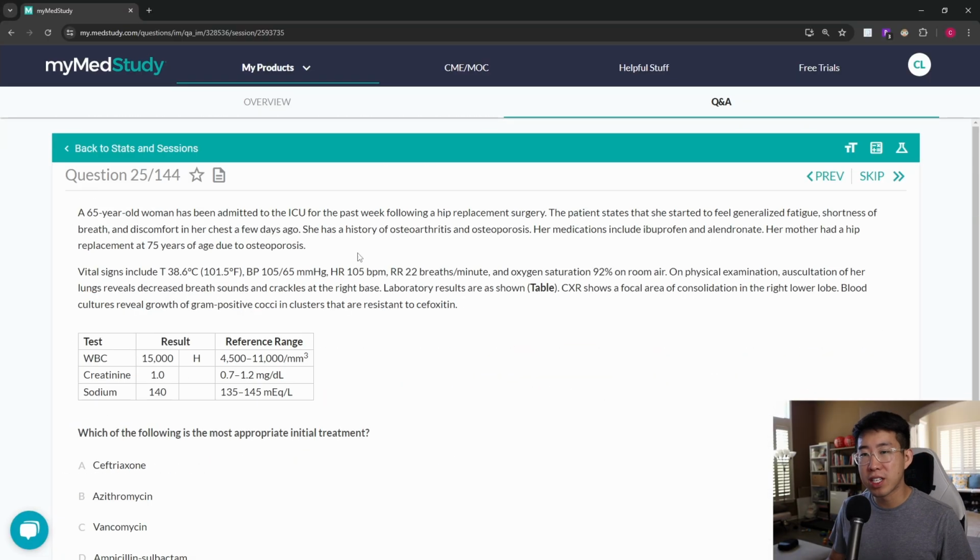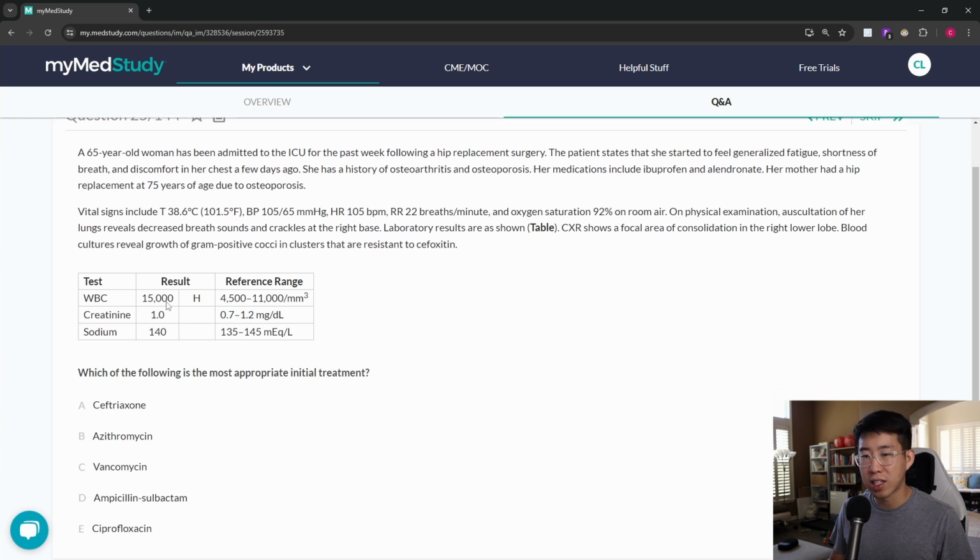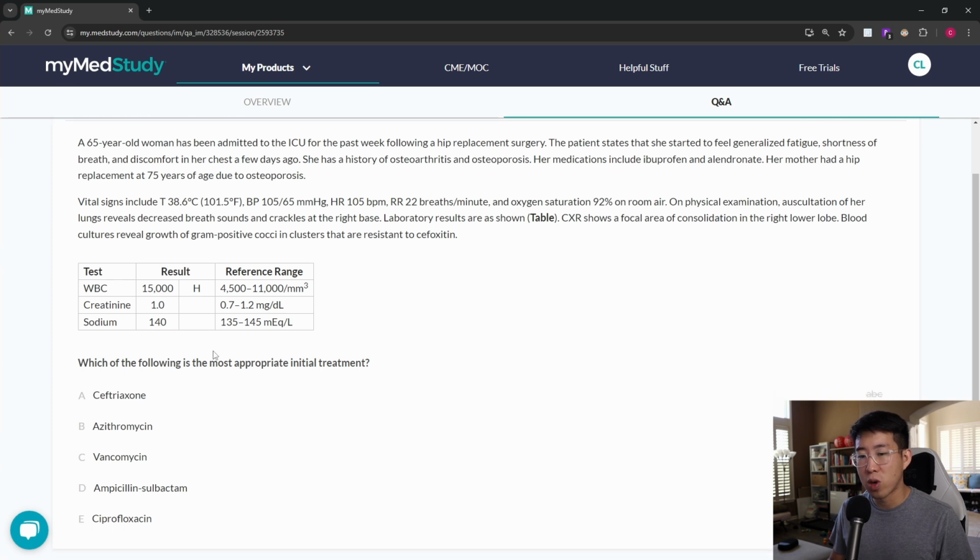Next question. A 65-year-old woman has been admitted to the ICU for the past week following a hip replacement surgery. She has a consolidation in the right lower lobe. There's gram-positive cocci in clusters that are resistant to cefoxitin. White count is elevated at 15,000. Creatinine is 1 and her sodium is 140. Which of the following is the most appropriate treatment? So it's got to be vancomycin.